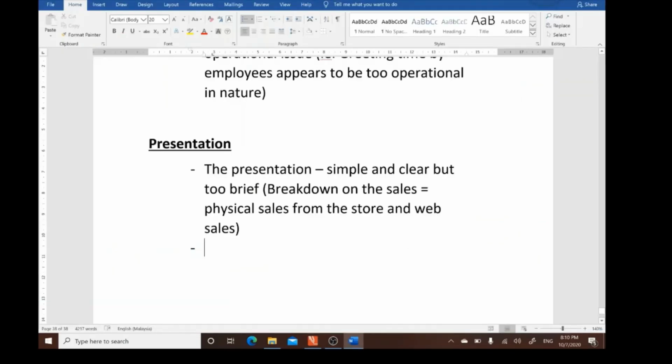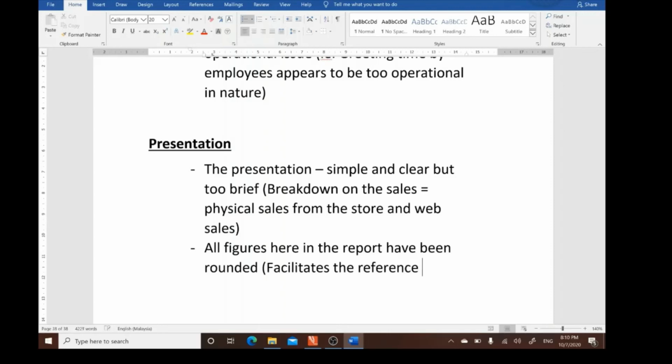Now, the second part is that class, try to bear in mind, there is a possibility sometimes in the exam that they provide you a very long set of appendix with all the figures being presented. As a result, we say, class, all figures in the report appear to be clean because they have been rounded. This will facilitate the reference by the user or the bot.